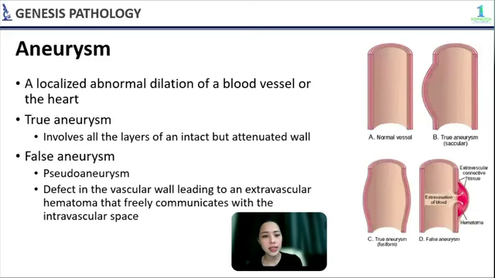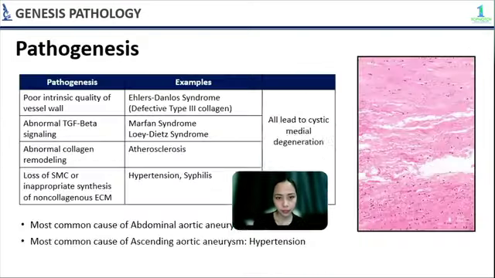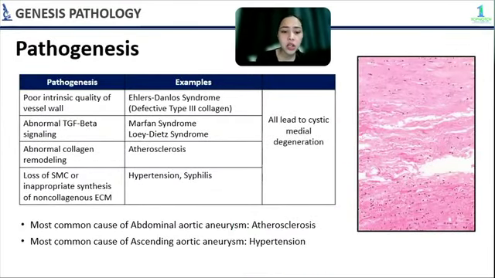Next are aneurysms and dissection. So aneurysm is a localized abnormal dilatation of the blood vessel or of the heart. It may be congenital or acquired. So if it involves all the layers of an intact arterial wall, it is called a true aneurysm. In contrast, a false or pseudoaneurysm is a defect in the vascular wall that can lead to an extravascular hematoma that freely communicates with the intravascular space. So aneurysms can occur when the structure and function of the connective tissue within the vascular wall is compromised. It can be seen in the following conditions.